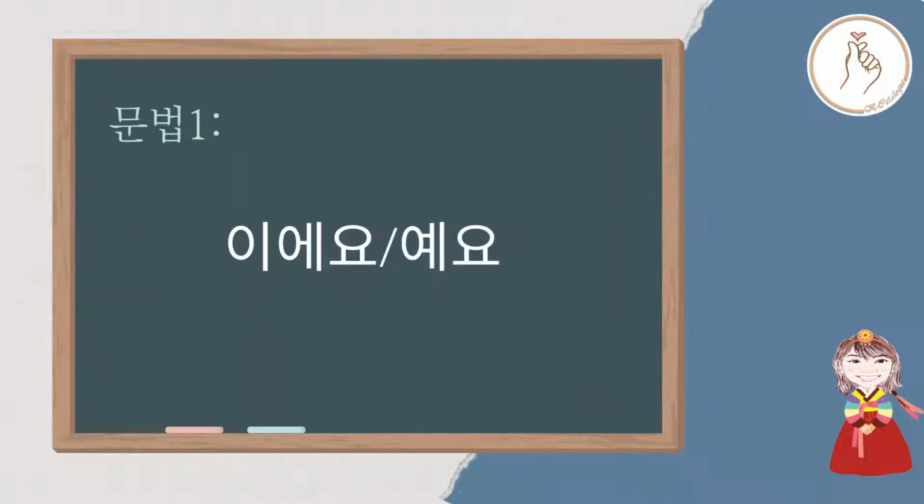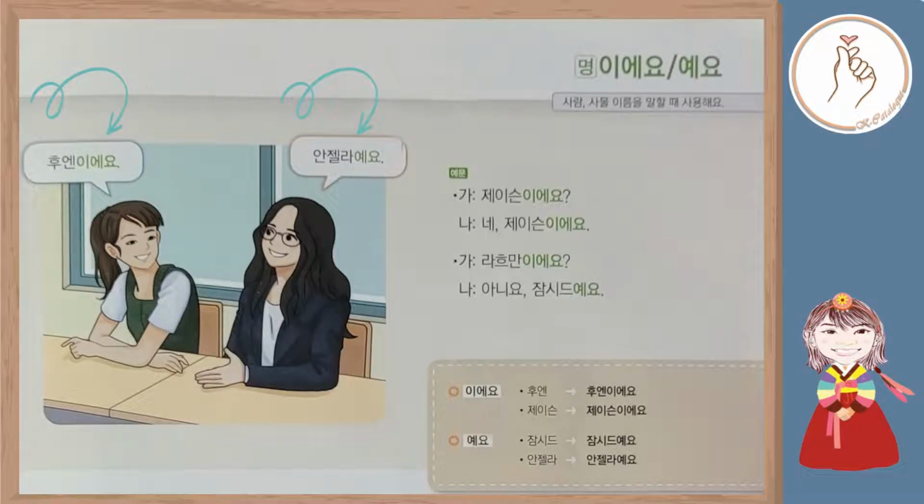Now for our first grammar, we're going to learn about ieo versus yeyo. This slide, ang setting is sa loob ng classroom and ang character natin is si Huen and si Angela. Now, they're trying to introduce themselves to each other. So, sabi nung isa, Huen yeyo. And then, sumagot naman si Angela, Angela yeyo.